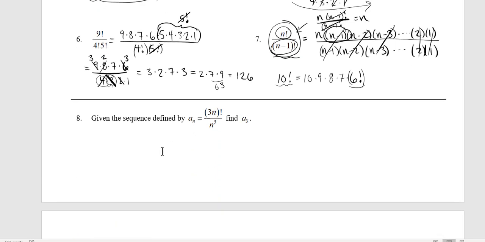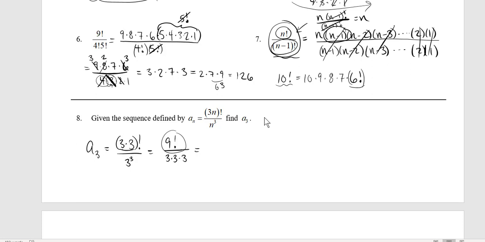Okay, so let's try this one. Given the sequence defined by a_n equals (3n) factorial over n cubed, let's find a_3. No big deal here, right? Just plugging in n equals 3. 3 times 3 factorial over 3 cubed. What is this? This is really 9 factorial up here. 3 times 3 is 9 inside the factorial, over 3 times 3 times 3. Right, 3 cubed. I'm writing it out like that, the 3 factors multiplied, in anticipation of canceling with some of the factors wrapped up in that factorial up in the numerator.